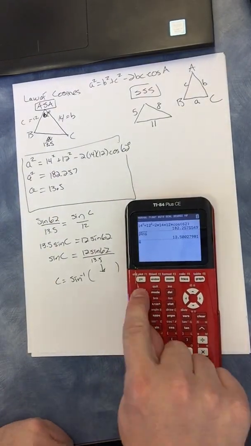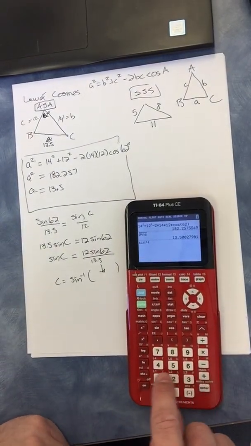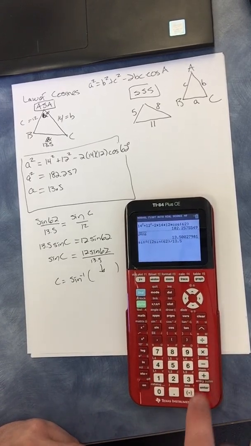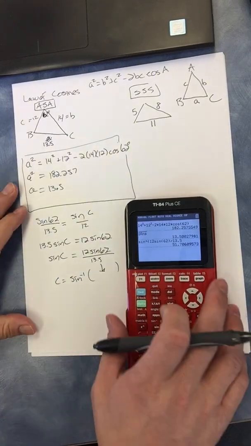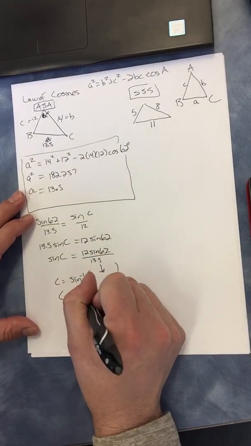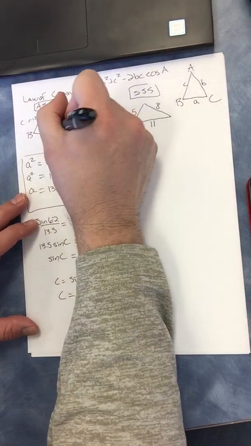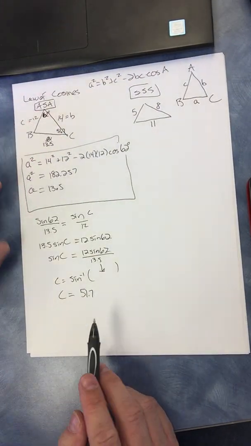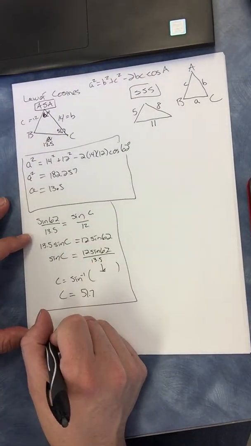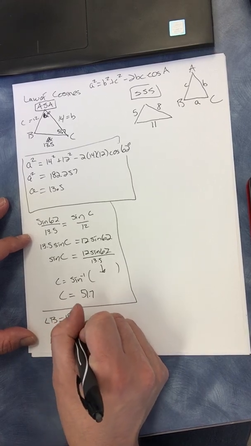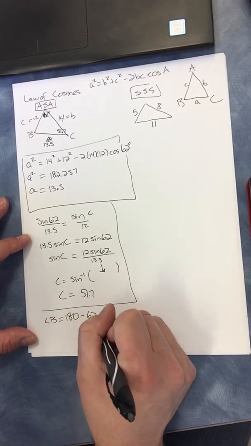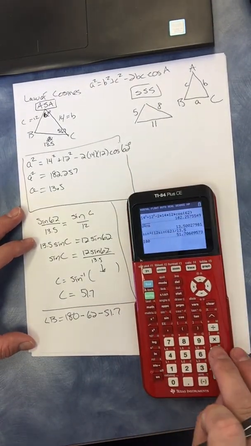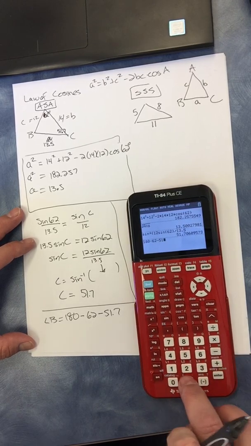So I go second and sine of 12 times the sine of 62 divided by 13.5. And the calculator gives me 51.7 degrees, so apparently angle C is 51.7. So if angle C here is 51.7, then since all three angles add up to 180, now that I have angle C, I can say that angle B has got to be 180 minus 62 and then minus 51.7. So I got 180 minus 62 minus 51.7.